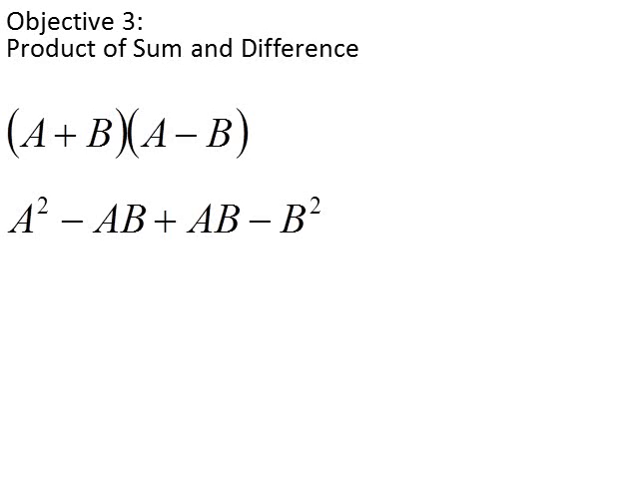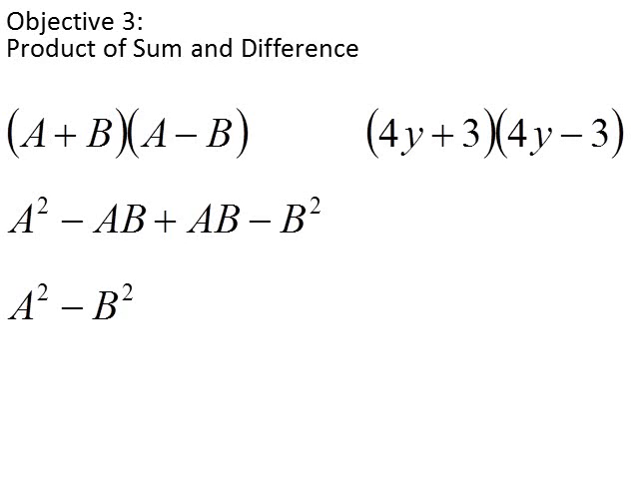Now if you look at this, you can see minus ab plus ab, since they have opposite signs, they're going to cancel out. So what I'm left with is a squared minus b squared. So that's a shortcut we can use. Like this example, we have 4y plus 3 and 4y minus 3. Well, we know that's going to be a squared minus b squared. So 4y squared is 16y squared, and 3 squared is 9, so it's 16y squared minus 9, and I'm finished.